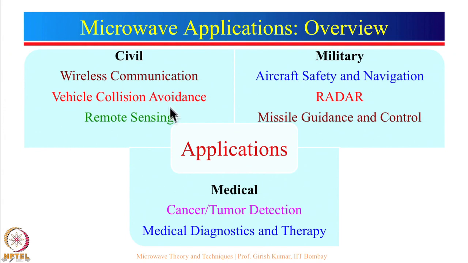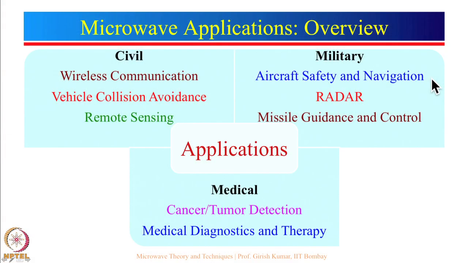So, in that we have vehicle collision avoidance. Of course, remote sensing is again a very important thing, where they sense the weather, or they can find out the soil conditions or other conditions. Now, there are military applications. That could be aircraft safety and navigation. Of course, aircraft navigation also comes under civilian application.